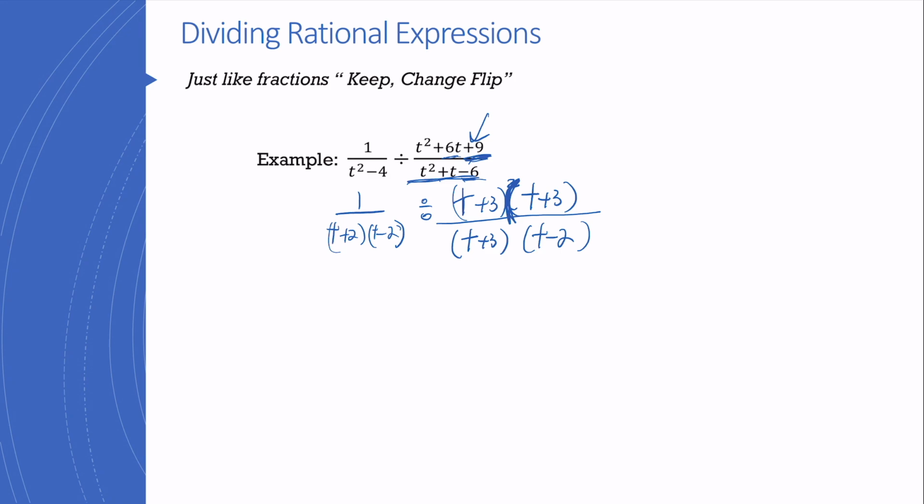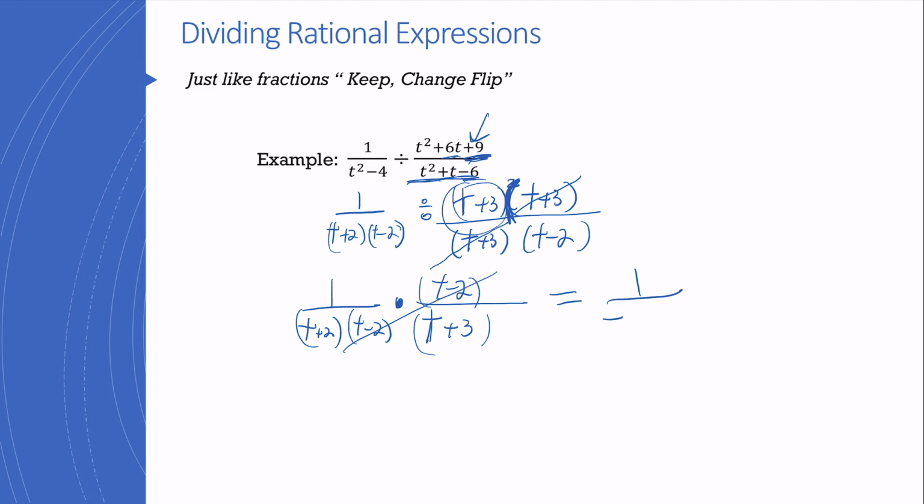We can already see that this t plus 3 is going to cancel. So I have 1 over t plus 2 times t minus 2 times, now we flip everything. t plus 3 is in my denominator, and t minus 2 is in my numerator. Those t minus 2's are going to cancel. So I'm left with 1 over t plus 2 times t plus 3, and we want to leave that in factored form.